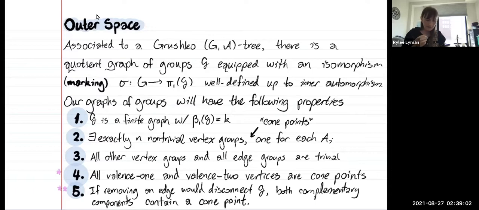And then this final condition is not actually a consequence of having a Grushko G-A tree, but what it amounts to is I'm shrinking my complex K by an equivariant deformation retraction. So this technical condition says that if removing an open edge of my graph G would disconnect it into two components, then both complementary components have to contain a cone point. So I'm allowed certain separating edges in my graph, but only certain ones. Other separating edges, I'm just going to forget about. Great, okay, so those are our properties. This was a bit of a mouthful. Let me give you some examples.